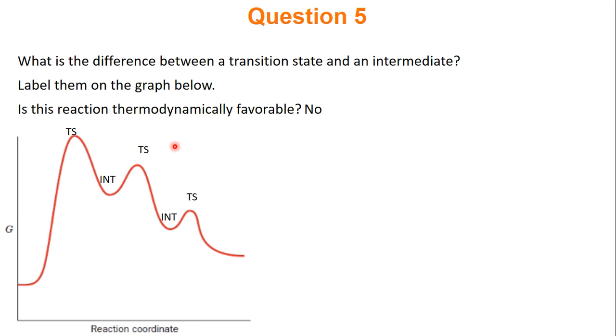5. Look at this reaction and label the graph. So each time we get a hill, that's a transition state. The trough is our intermediate. Our products are higher energy than our reactants, so delta G is positive. It is not thermodynamically favorable.